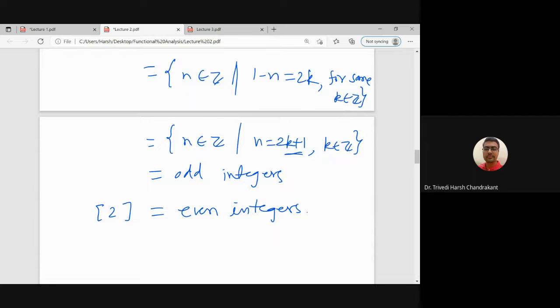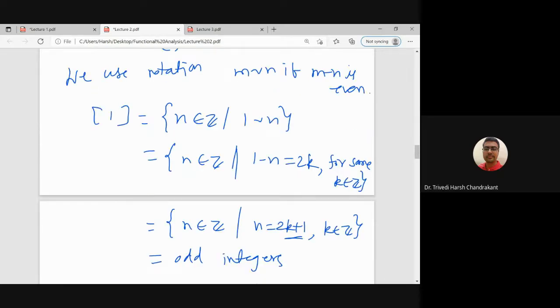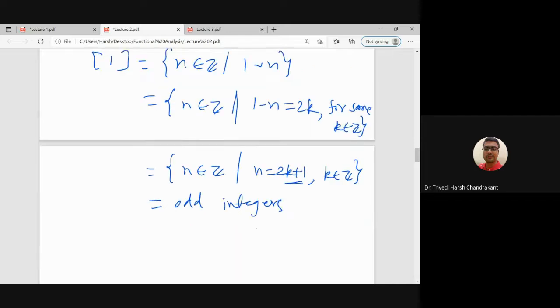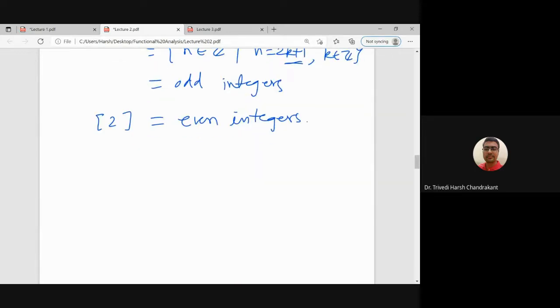So that means there are only two equivalence classes, because class of 3 will be again odd integers, class of 5 will be odd integers, right? So there are only two different classes basically, class of 1 and class of 2, odd and even integers. So the equivalence class always forms a partition of the set itself, right?